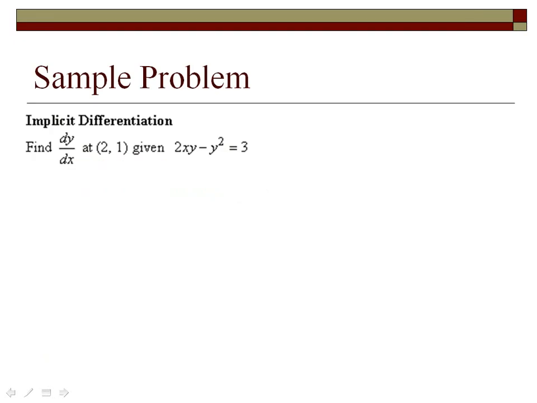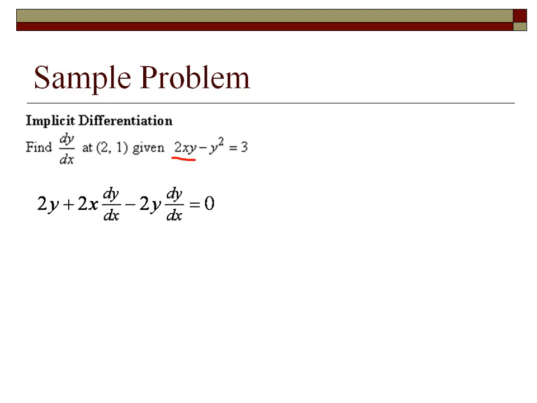So this thing says find dy/dx at (2, 1), given 2xy minus y squared is equal to 3. There's no way of solving for y, so we have to do it implicitly. Watch out for the 2xy. This is a product rule, so you've got to make sure you do the product rule correctly on this.